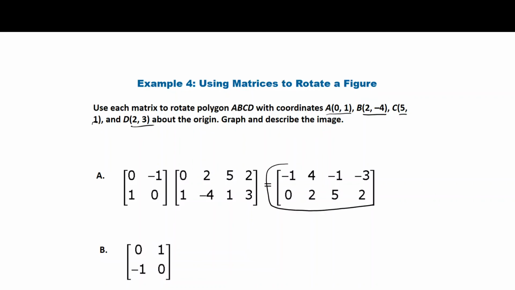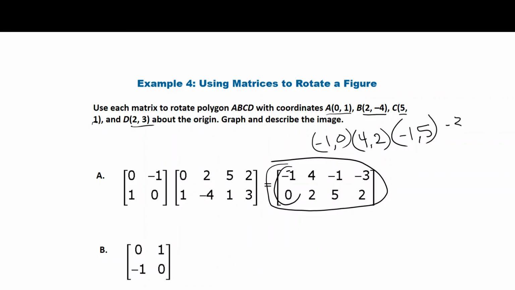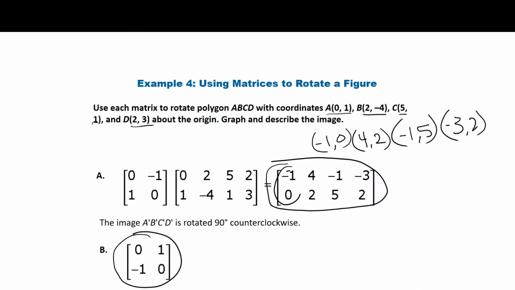image points. Our points are going to be negative 1, 0, negative 1, 0, and then 4, 2, negative 1, 5, and negative 3, 2. All right, our last image, we're going to again multiply, but notice that our signs are a little bit different. Let's talk about this one. So this image is rotated 90 degrees clockwise. Now I can't just tell because I don't have all these matrices memorized, but when we graph it, then we'll be able to see exactly what happened.